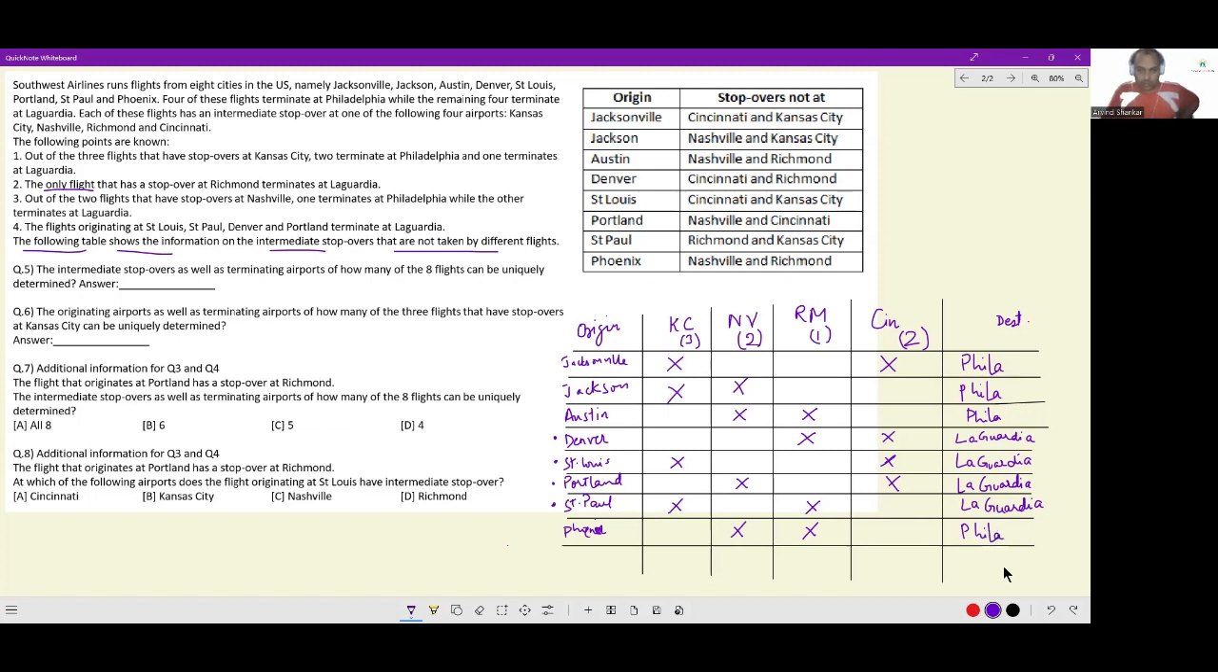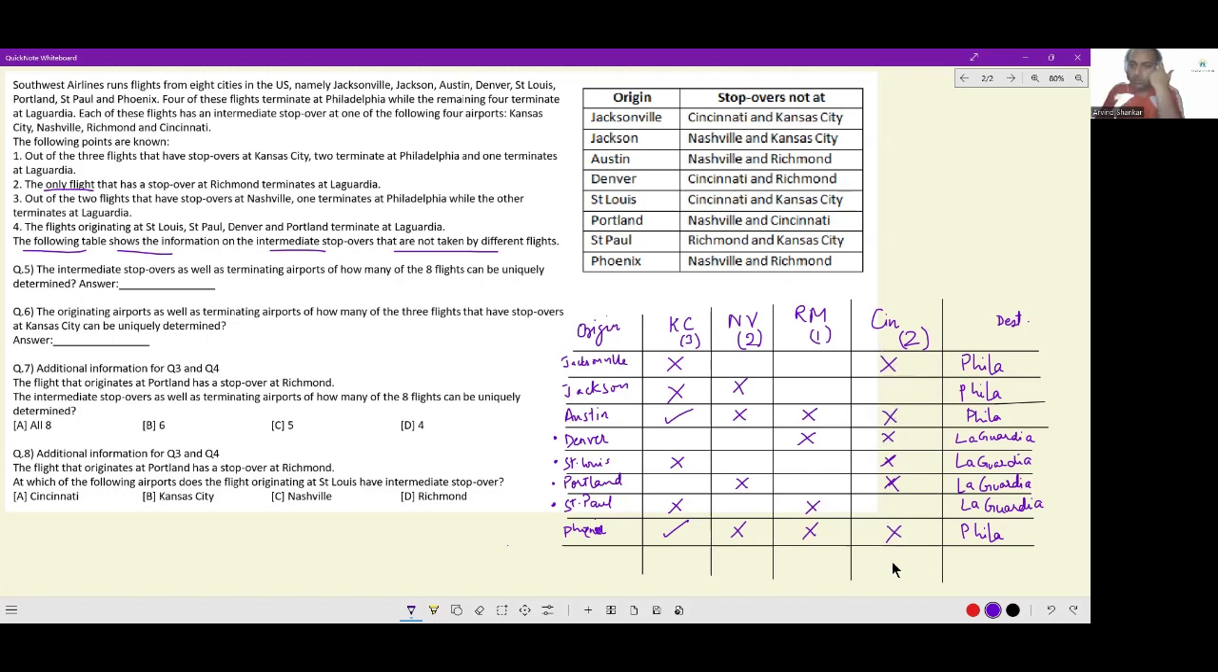And this will breathe life into the clues we have just gone through. This is clue number 4 that told us this, but now this will breathe new life into clue number 1. Now look at clue number 1. Out of the 3 flights that have a stopover at Kansas City, 2 terminate at Philadelphia. Austin terminates at Philadelphia, Denver does not, Portland does not, Phoenix terminates at Philadelphia. So if there are 2 flights that have a stopover in Kansas City and also terminate in Philadelphia, it can only be Austin and Phoenix. As soon as we have that, we can cancel this out and we can cancel this out because one flight will only have one stopover. With this, we also know now Cincinnati is supposed to have 2 flights that have their stopovers.